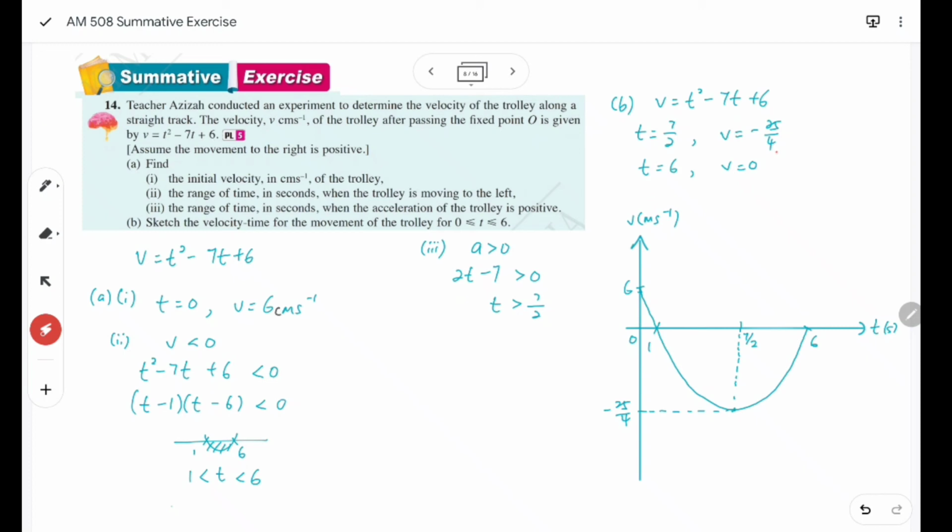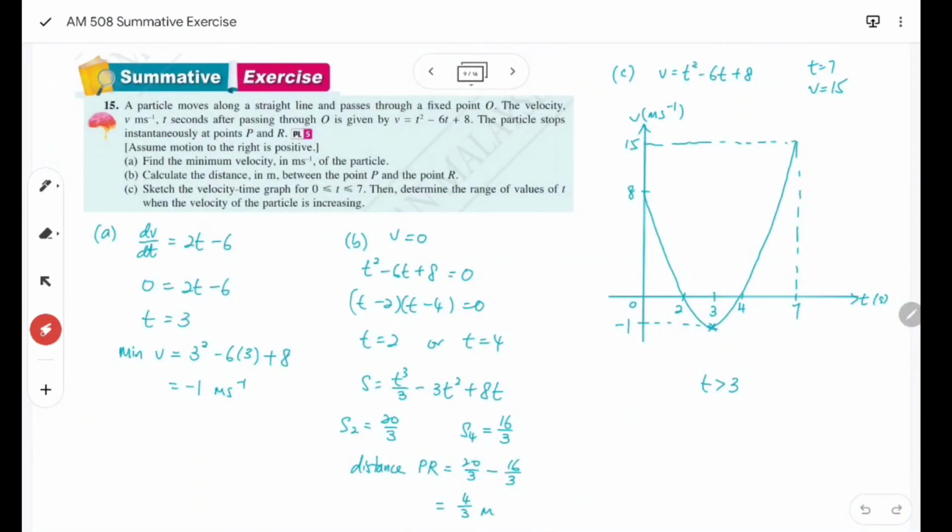over 4. So this is my complete graph of the velocity time, okay, with all the labels: initial velocity of 6, passing through v equals 0 when t equals 1 and 6, and then the minimum velocity happens at t equals 7 over 2, with v equals negative 25 over 4.